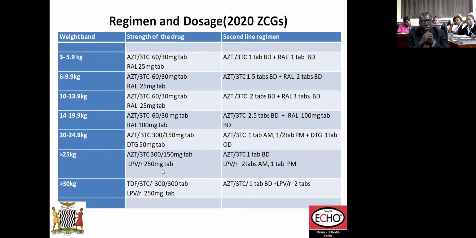Okay, this one is similar to what I've explained, except that here we're talking about Zidovudine and Lamivudine, which is 260/30. This one will remain the same. And then this is the second line combination that we have: AZT3TC plus Dolutegravir, which shows you how much to give. So these are the kinds of dosage charts that we have introduced to try to make it simpler for people out there. Next slide.